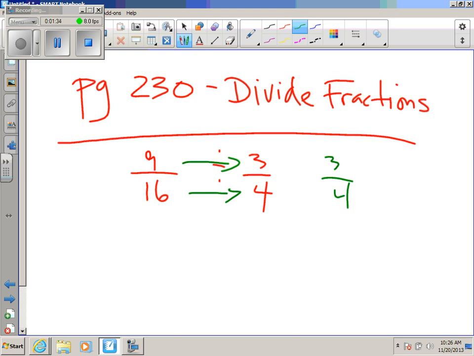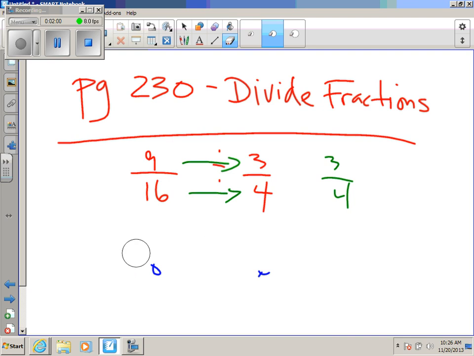Well, that only works so much. If we do 5/8 divided by 5/6, then we try to do the same thing. Sure, the top works okay. 5 divided by 5 is 1. When you get to the bottom, 8 divided by 6, not so much. So what happens is this.